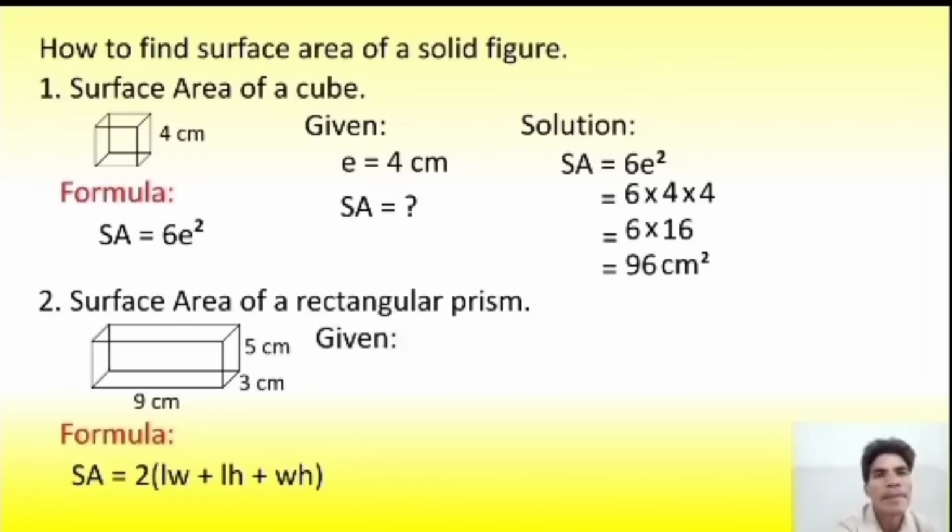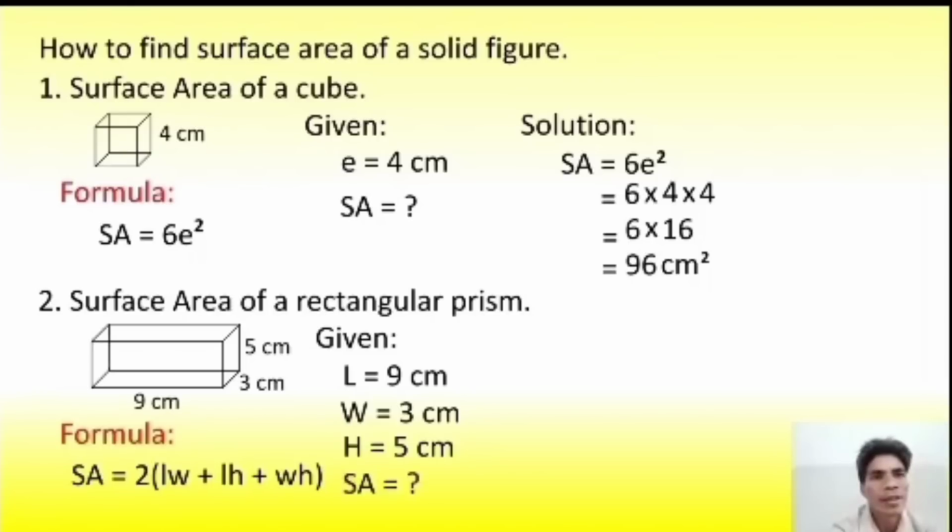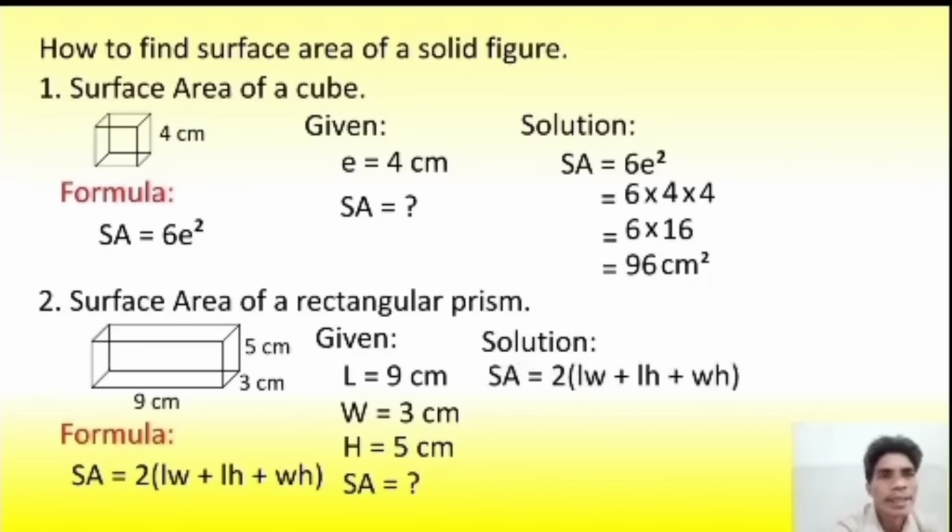So given length is 9 cm, width is 3 cm, height is 5 cm. SA is question mark. Then solution, copy the formula equals, copy 2, then open parenthesis, L is 9 times 3 na width, then plus the length na 9, then times 5 na height, then plus 3 na width, then times 5 na height, then close parenthesis.